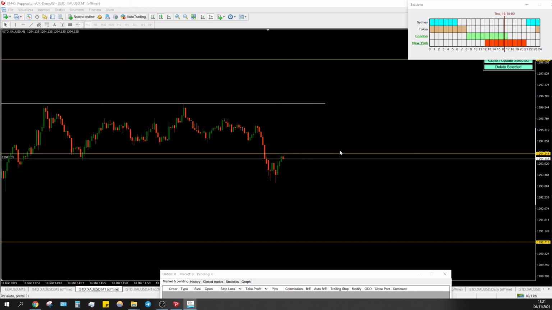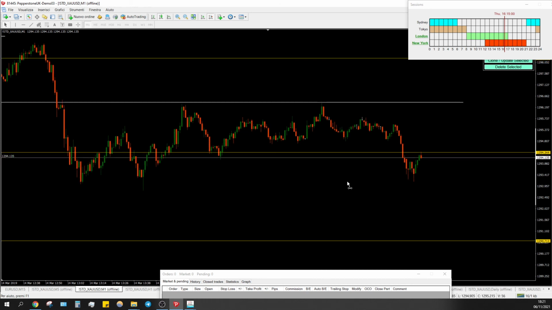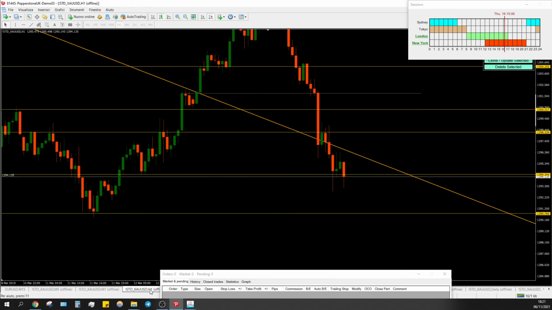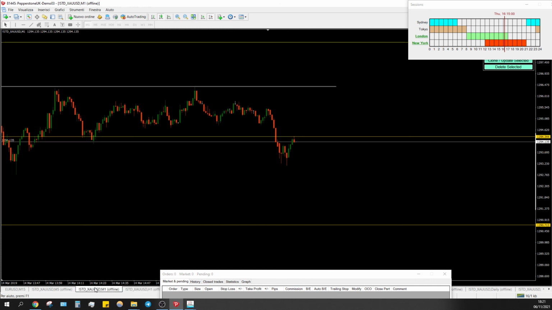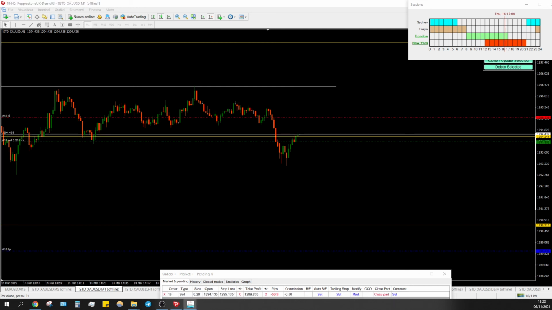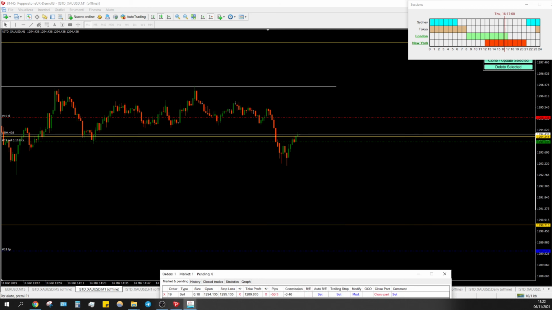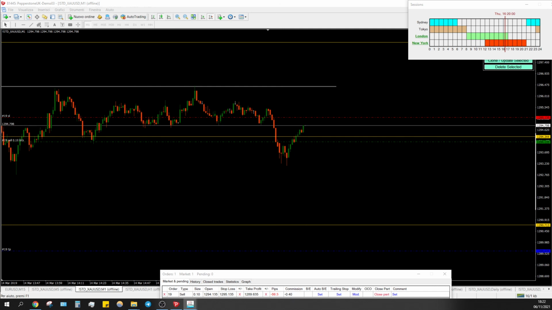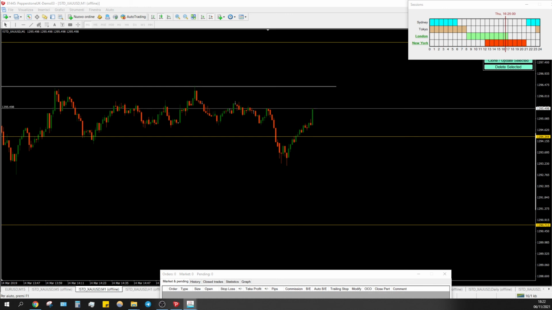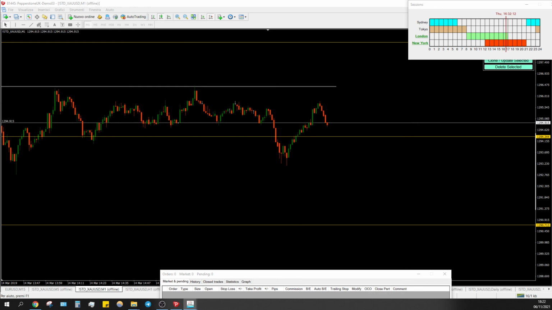This jump. Do I want to enter here? Do I? Yes. Yep, stopped out. We managed some risk.